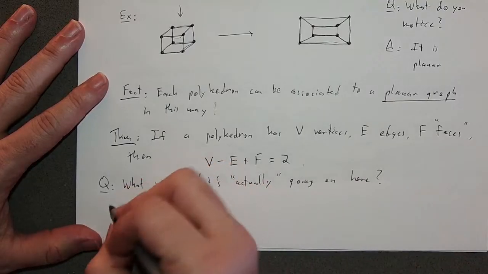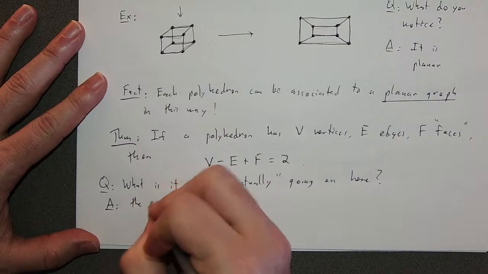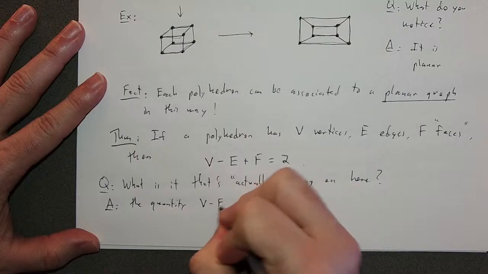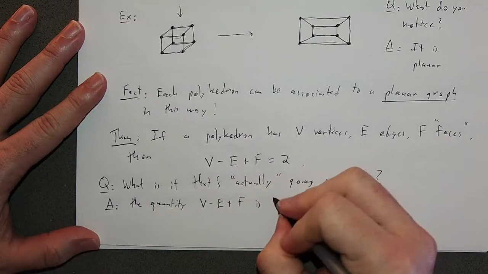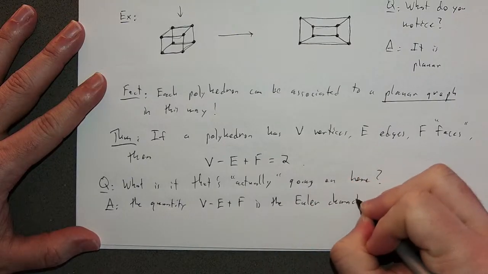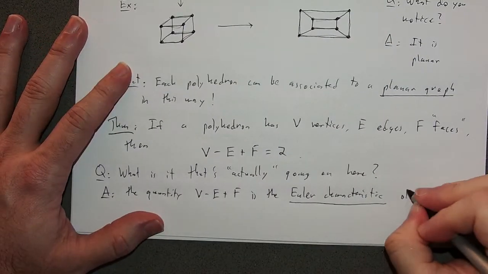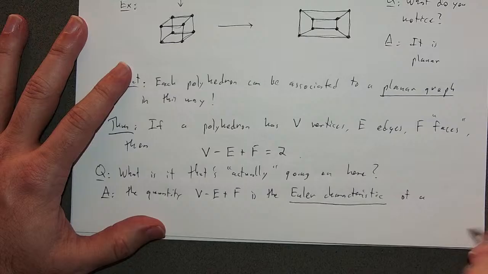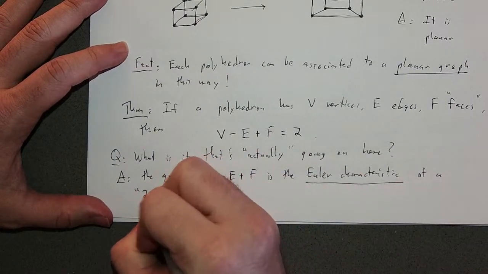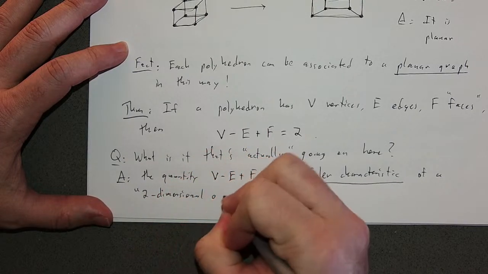So the answer is, the quantity V minus E plus F is what is called the Euler characteristic of, right now I'm just going to say, a two-dimensional object.